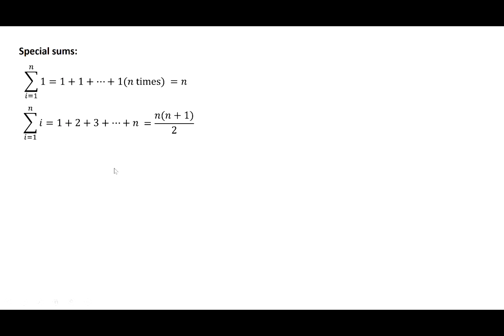And then we could have sigma i square. In that case, we have 1 square plus 2 square plus 3 square all the way up to n square. Is there a formula for this? Yep, there is. And that turns out to be n times n plus 1 times 2n plus 1 over 6.